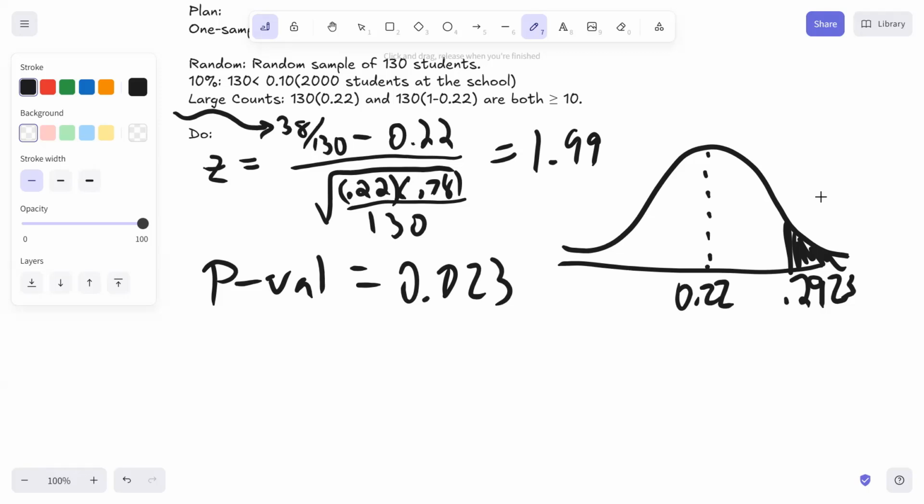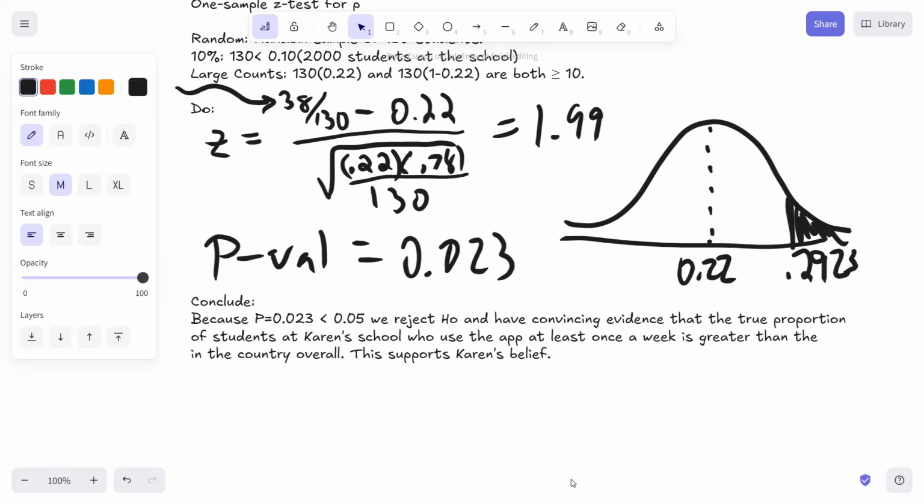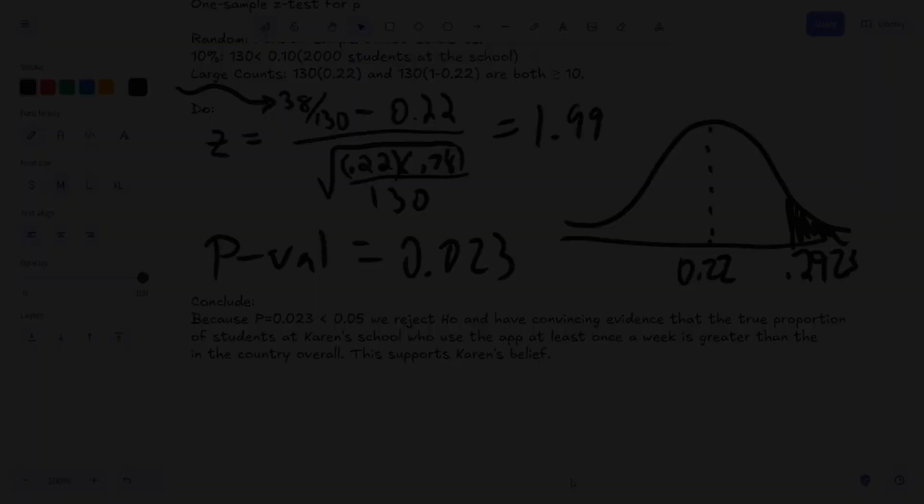And then finally, we have our conclude step where we state our conclusion based on our p-value. Because 0.023 is less than our significance level of 0.05, we reject the null and have convincing statistical evidence to support Karen's belief that a greater proportion of students at her high school use the app weekly than those in the country overall. I'll write that out for you. So here we have our conclusion written out for you, and that concludes question number 4.